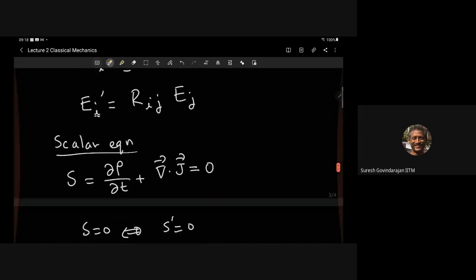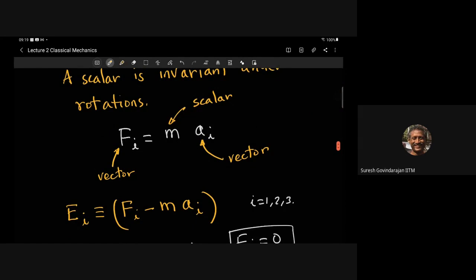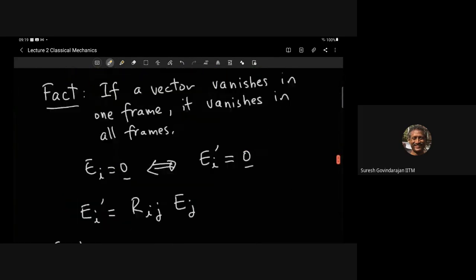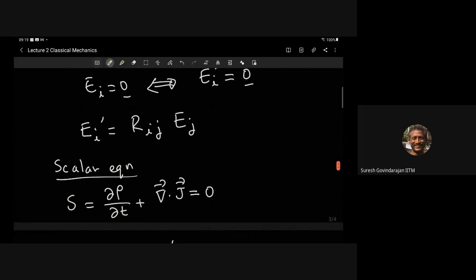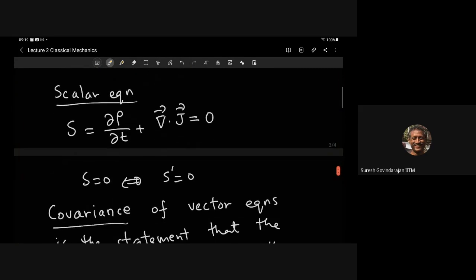And that problem is done by, we already did this. The first step was to say that F is a vector and a is a vector, and a scalar times a vector is a vector. So the equation is a vector equation. We already said that. And so an equation like F equal to ma is invariant under rotations. And this is what helped the two guys to match their result at the end, right? It told them that they could change from one to another. But if you have a scalar equation, you will say the scalar equation is invariant.